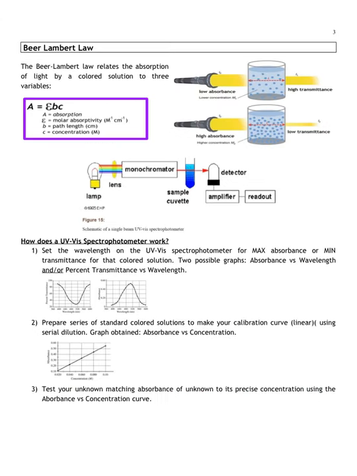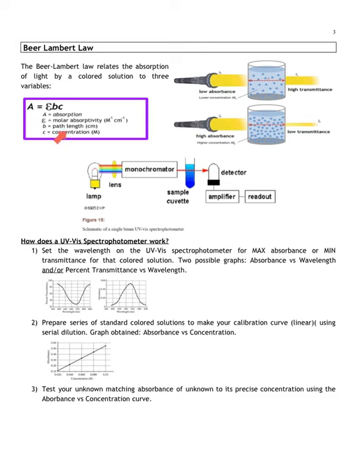So in solutions, we have a way to measure the concentration of the solution using something called the Beer-Lambert Law. The Beer-Lambert Law measures the absorption of light by a colored solution, dependent on three different variables. The three variables are molar absorptivity, the path length of the cuvette that you are putting your solution in, and then of course C is the concentration.